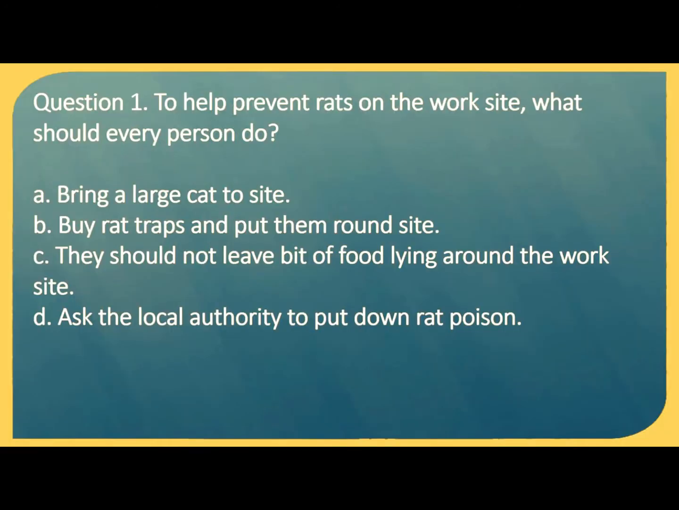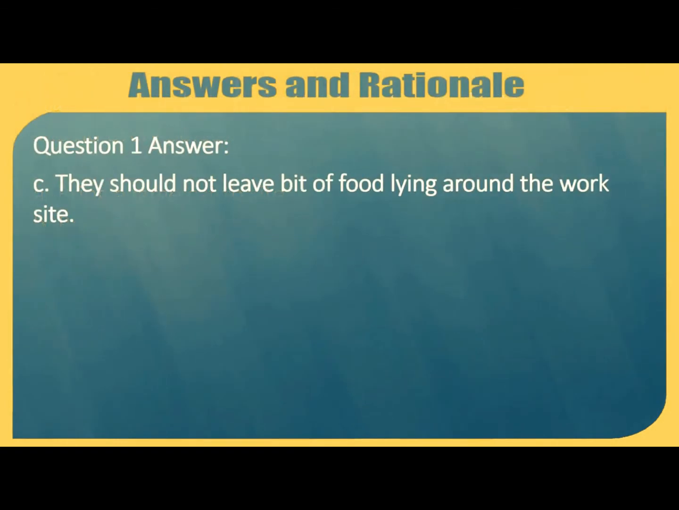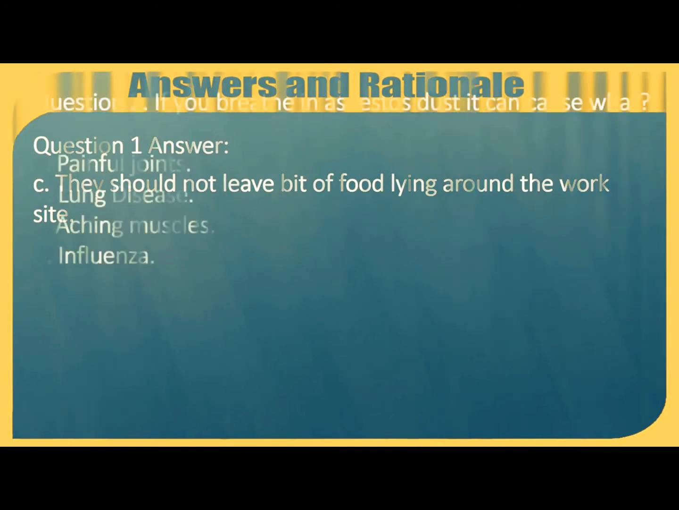To help prevent rats on the work site, what should every person do? A. Bring a large cat to site. B. Buy rat traps and put them round site. C. They should not leave bits of food lying around the work site. D. Ask the local authority to put down rat poison. Question 1. Answer: C. They should not leave bits of food lying around the work site.